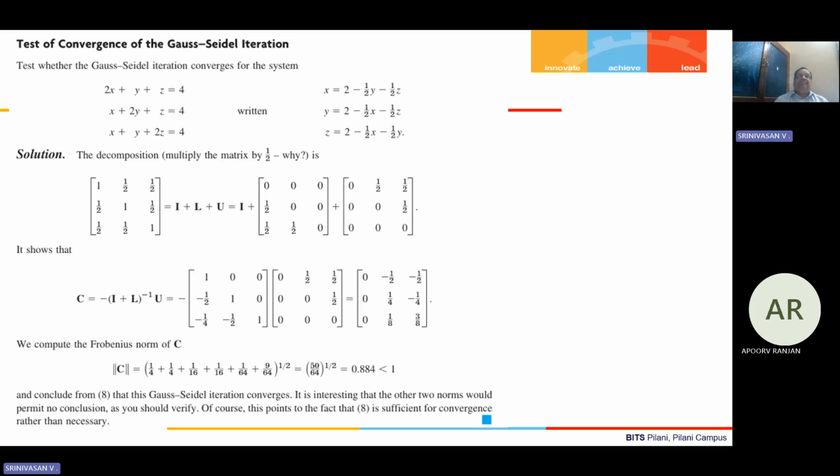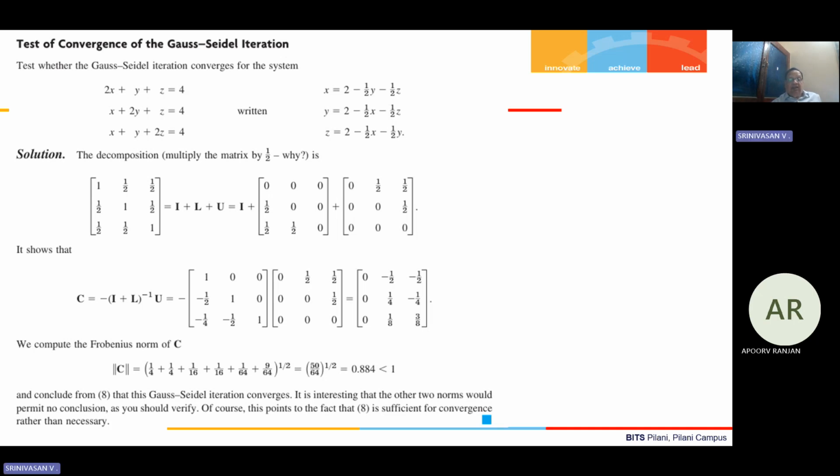Now, test of convergence of the Gauss-Seidel iteration. Here you don't need to solve the system of linear equations iteration after iteration, or by iterative methods. It's enough to check the sufficient condition for convergence of the Gauss-Seidel iteration method. What is that? We have just seen it.